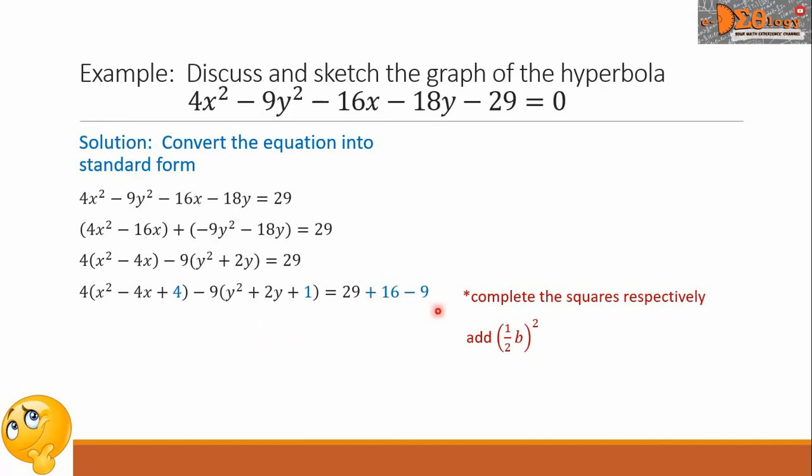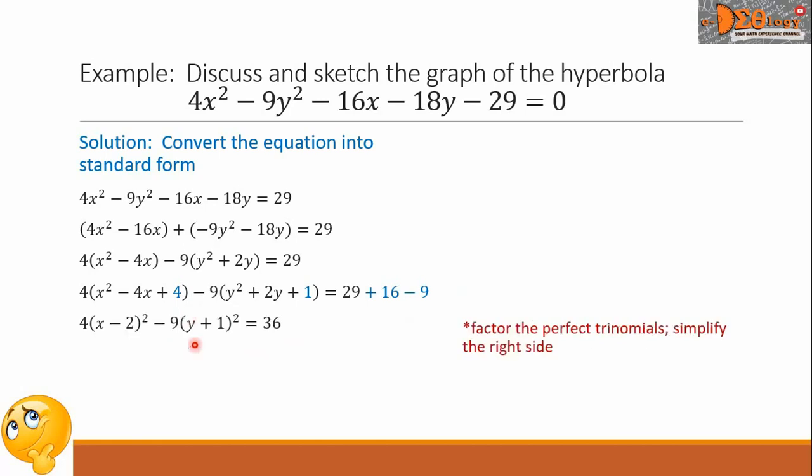And the next step now is to factor out this perfect trinomial, and it will lead to the square of a binomial. The x² − 4x + 4 becomes the square of (x − 2), while y² + 2y + 1 becomes the square of (y + 1). And the right side we simply combine together. We have now equals 36.